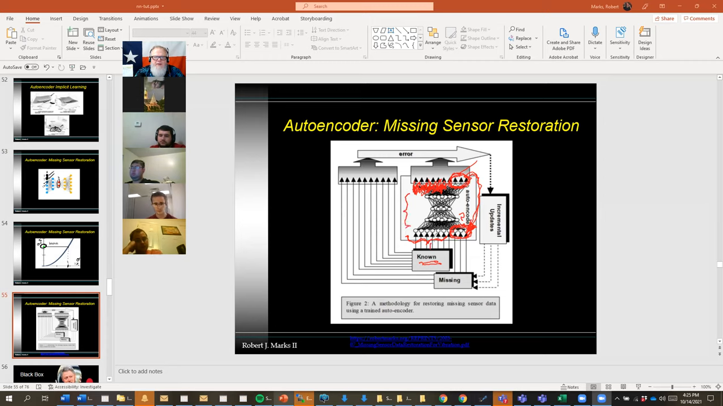So it must fit the known data. That's number one. Number two, it must fit the autoencoder. So we're making it fit the autoencoder. Then we're coming back, feeding it back, and making it fit the known values. And then by repetition here, we will hopefully, under some conditions, converge to these three missing sensors.